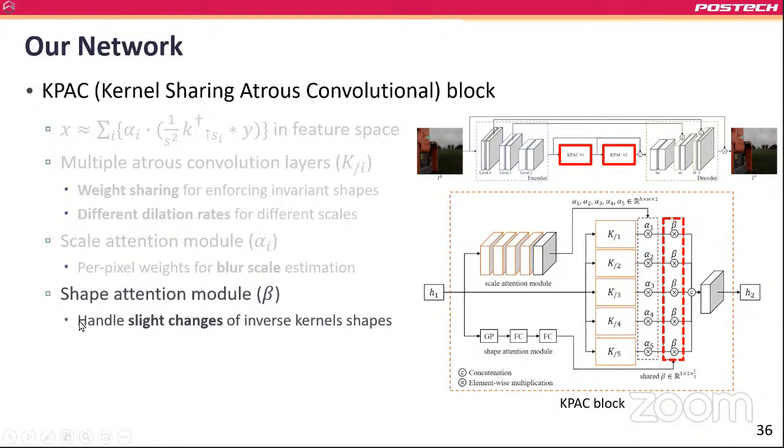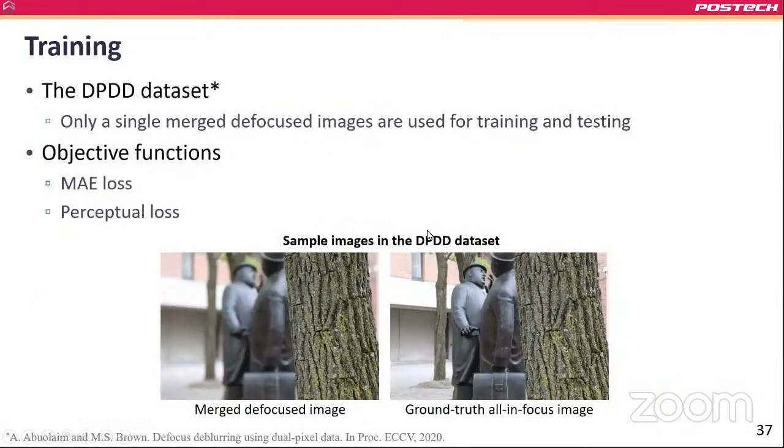And also we have some channel attention, which we call shape attention. That means this inverse corner has multiple channels, and by having channel attention, we can handle slightly different corner shapes among the different pixels. This is our final network structure. For training the network, we use the same data set used in the previous paper. The objective function is very simple: a reconstruction loss and a perceptual loss.